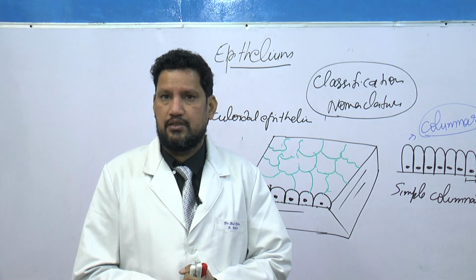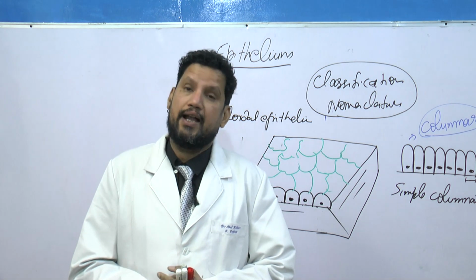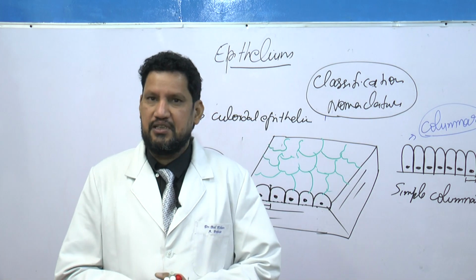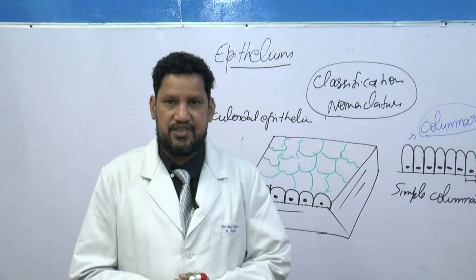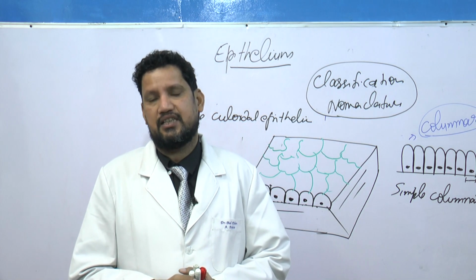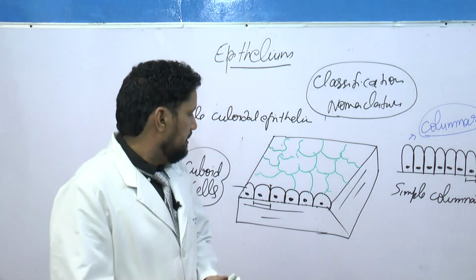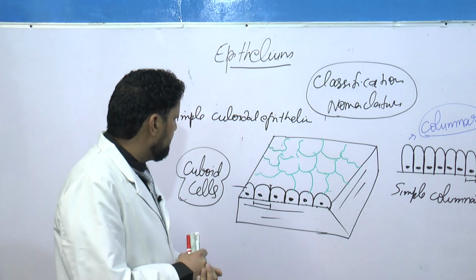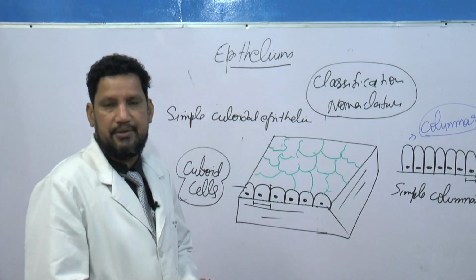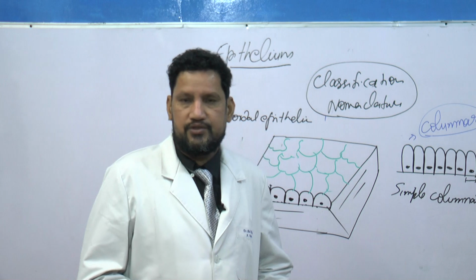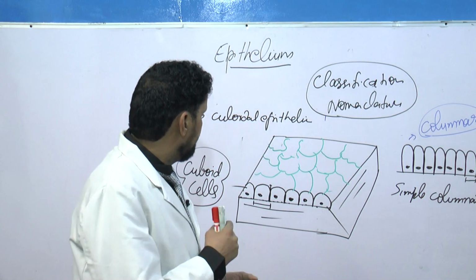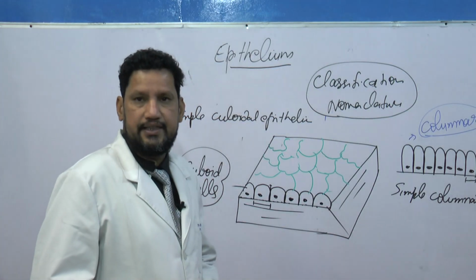But what happens when there are more than one layer of the cells? These will form the layer or strata, and in that case these cells are known as the complex type or stratum type of the epithelium. So I will talk about this type of epithelia in the next lecture.